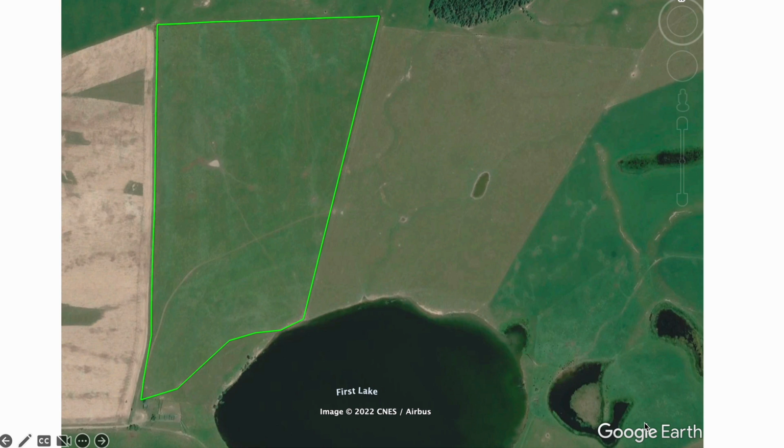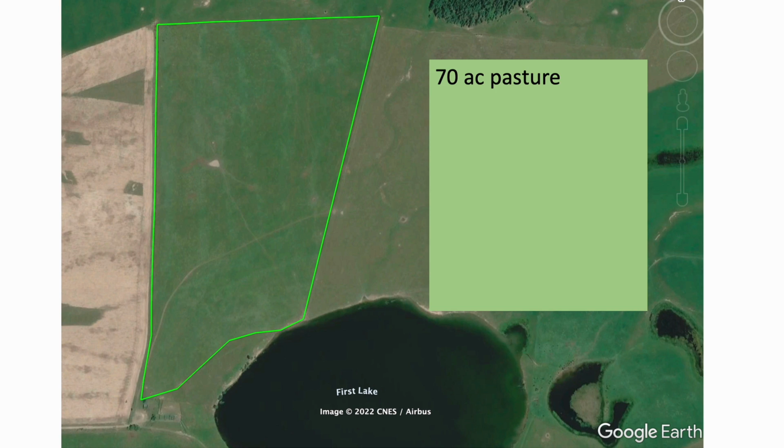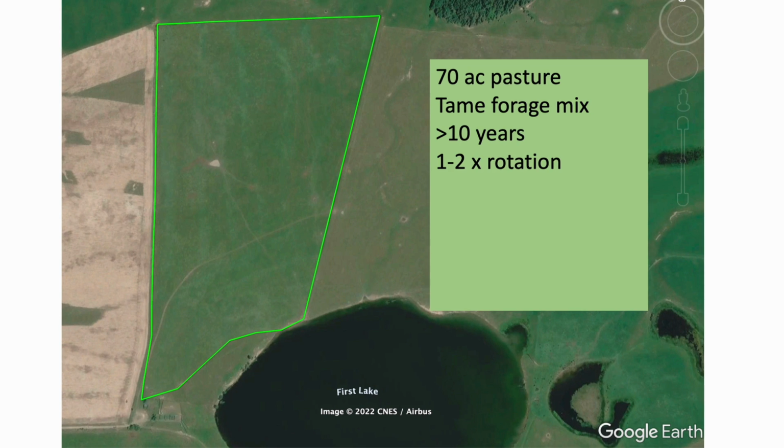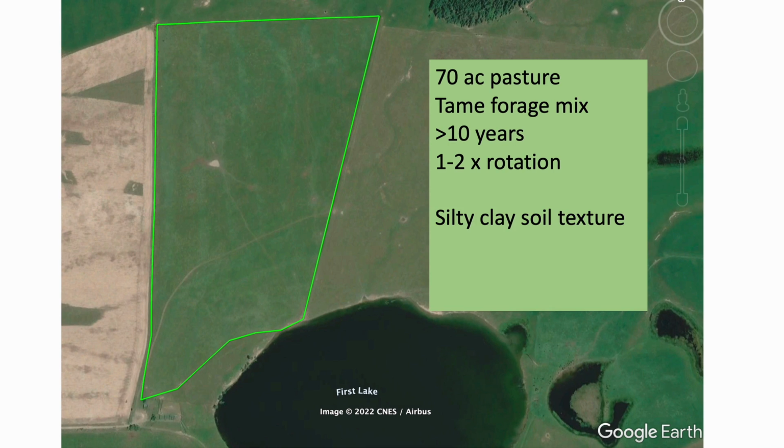For this example, we are looking at a 70-acre pasture which is ready for rejuvenation. The goal is to establish a tame forage mixture which will last at least 10 years, and it'll be used for a once or maybe twice over rotation. The area has silty clay soil texture, a soil pH of 6.0, and no known spring flooding.